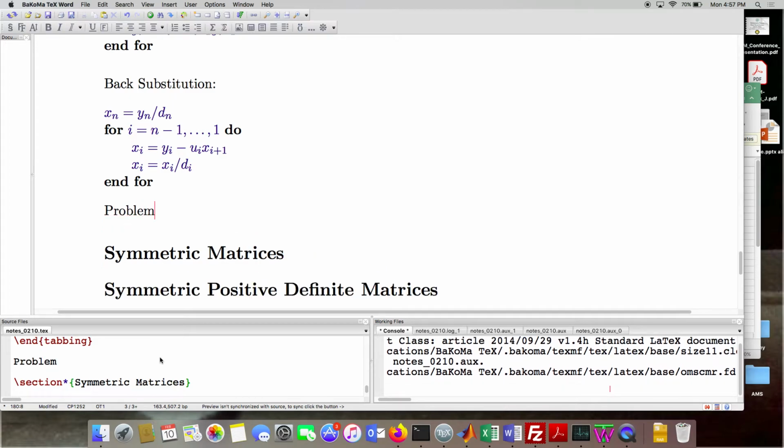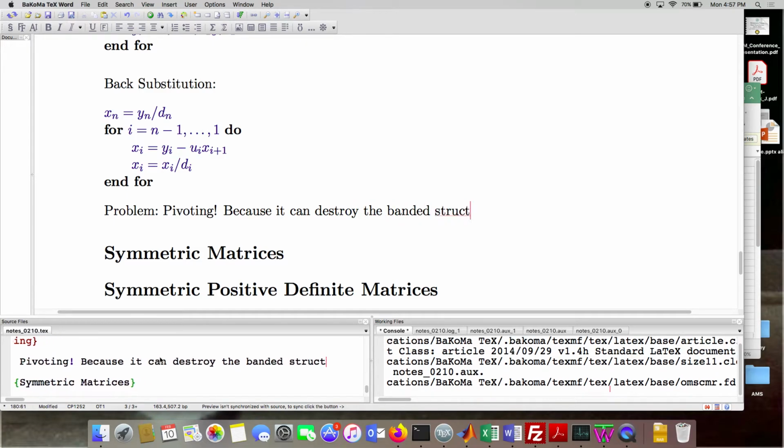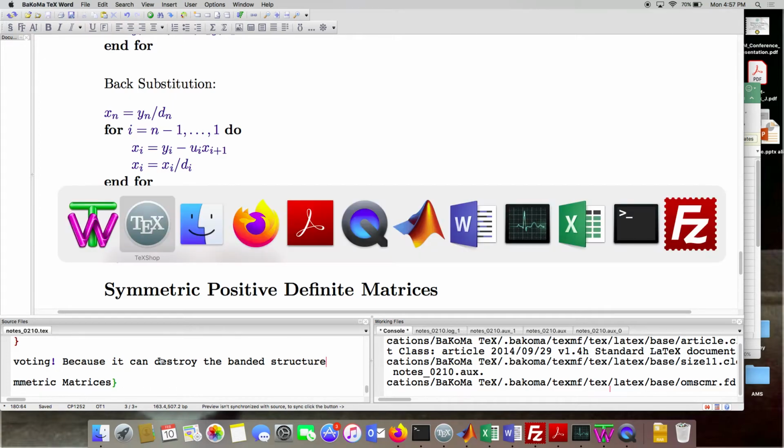There's one problem with Gauss elimination on a banded matrix, and that's with pivoting, because pivoting is just as necessary for a banded matrix as for a general matrix. Okay, so as an example, I'll just create one in MATLAB.